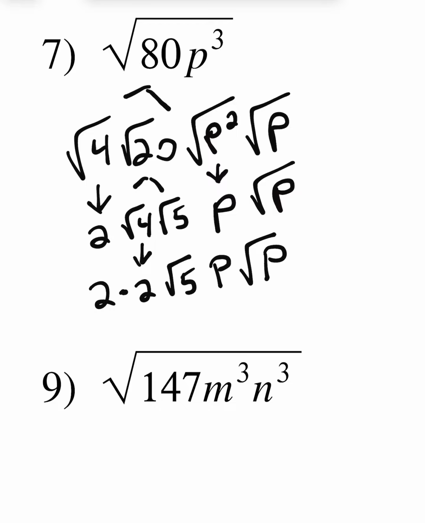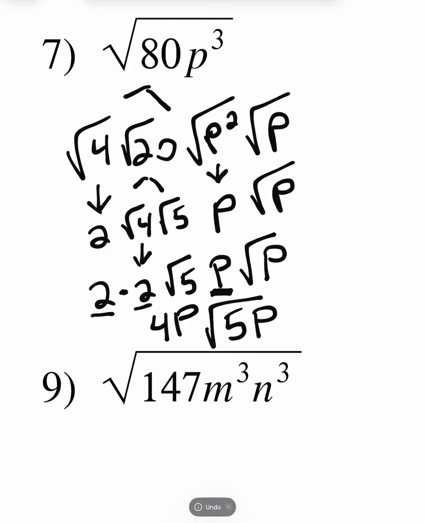And now our last and final step is to simply multiply everything that's outside of the house and put it in front. So 2 times 2 is 4. We can't forget our p that we have here. Now we also have in the house our 5 from above and a p, right? We have our 5 and our p. So our final answer will be 4p radical 5p. I hope you are feeling more confident with simplifying radicals.